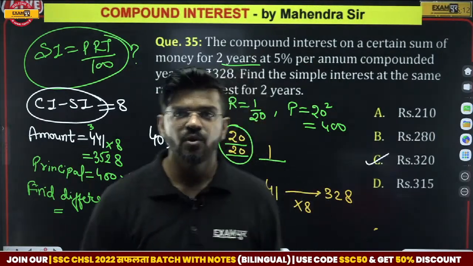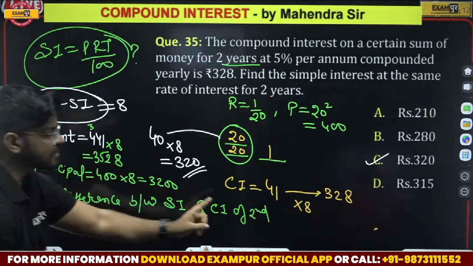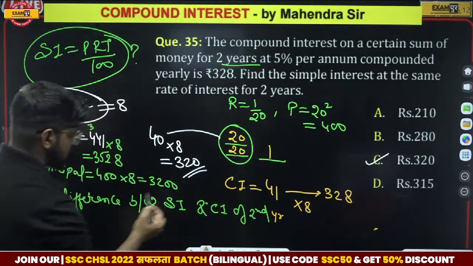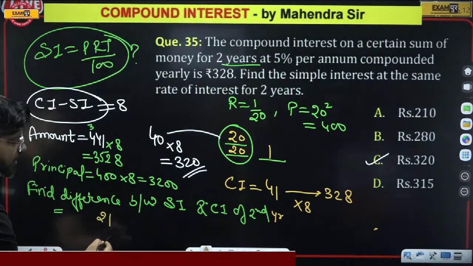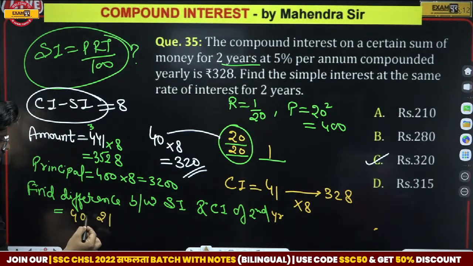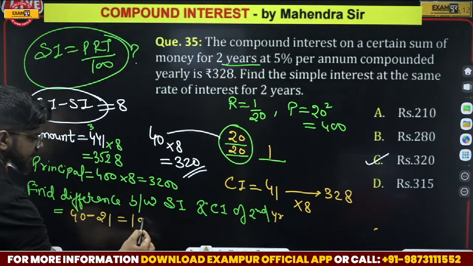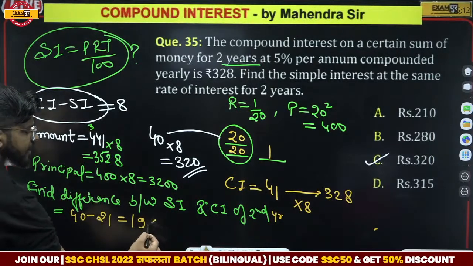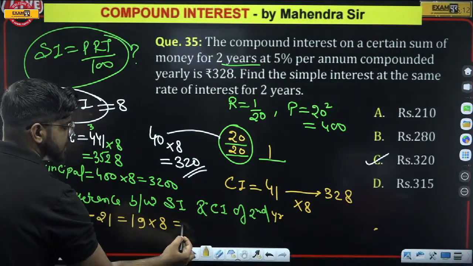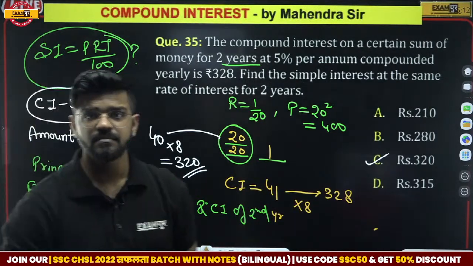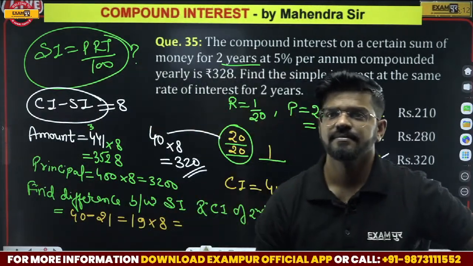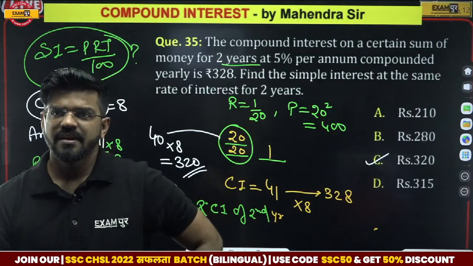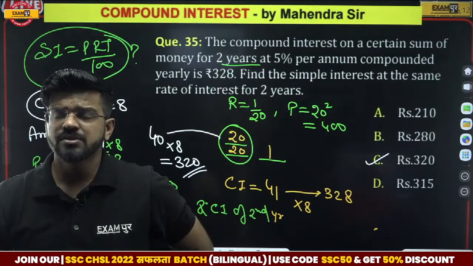Aman is saying 8. So CI of the second year. What is CI of the second year? CI of the second year is 21, and SI is 40. If I take the difference, what will be the difference? It is 19. And if 19 is multiplied by 8, what will be the answer? What is 19 8s? 80 and 72, 152. Yes or no?